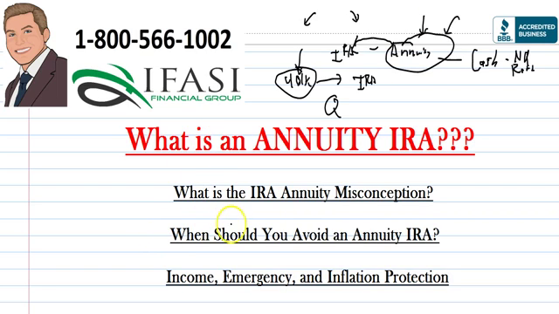So when should you avoid an annuity IRA? Well, let's say we have an individual, age 60, and they're looking to retire at age 65. There are three main criteria that have to be met for every individual that they need to figure out before they're retired, or if they're currently retired, how to stay retired forever. And it goes off of income sources, emergency funds, and inflationary protection.